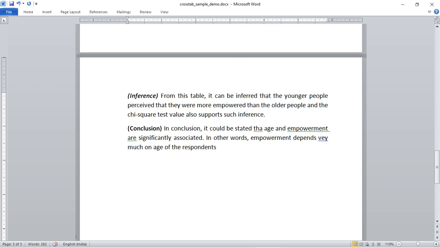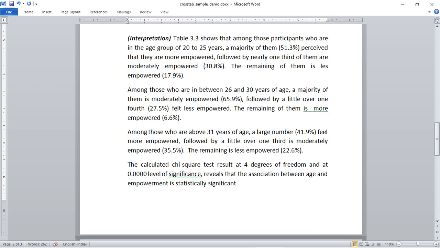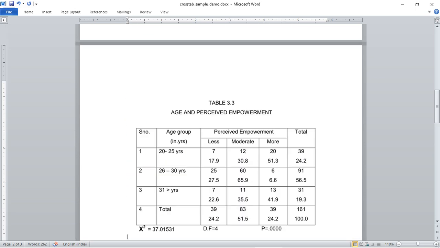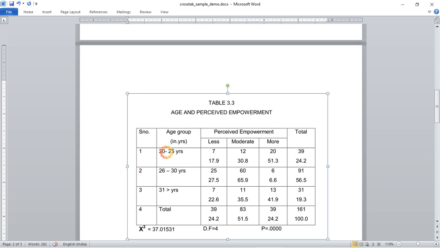Could you make it out? As you're interpreting, could you make it out, or from this table, can you make out? See here, the younger people are 51% more empowered than anybody else. The larger numbers are concentrated for older people in less or moderate, whereas only for the youngest group, the majority is in this concentration. That is what we call hidden in this table.